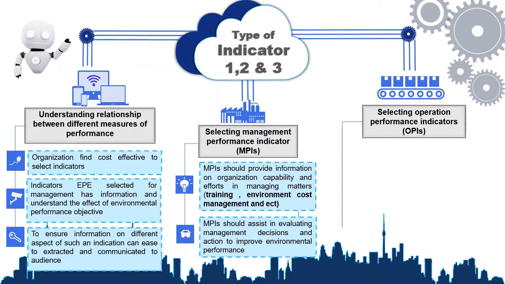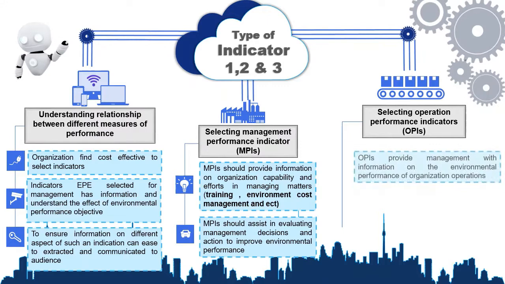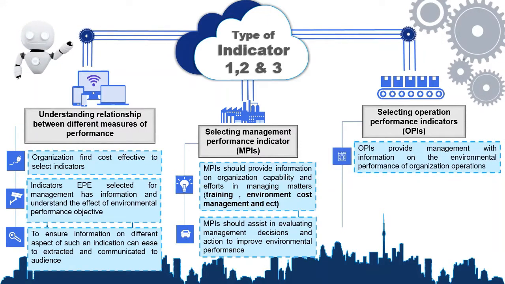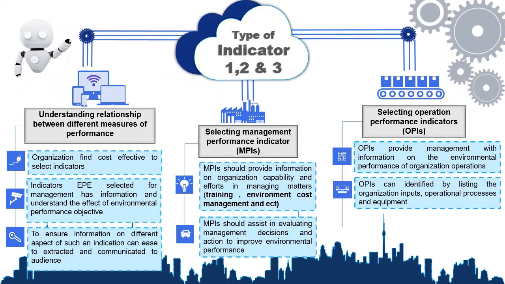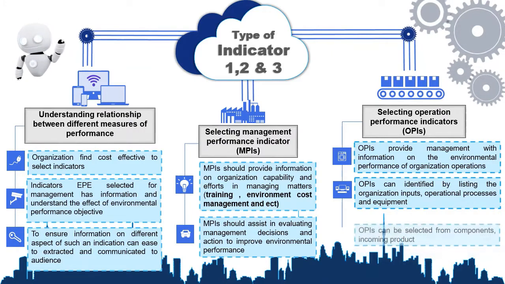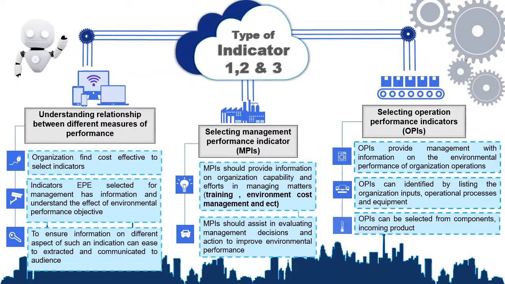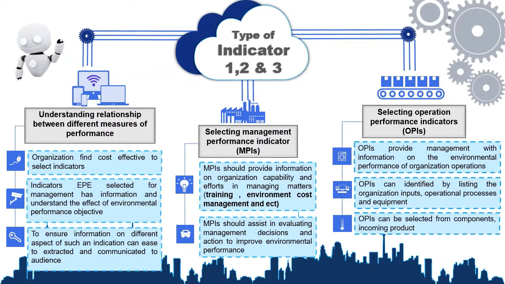3. Selecting Operation Performance Indicators (OPIs). OPIs provide management with information on the environmental performance of the organization's operations. OPIs can be identified by listing the organization's inputs, operational processes, and equipment. OPIs can be selected from components of incoming product.